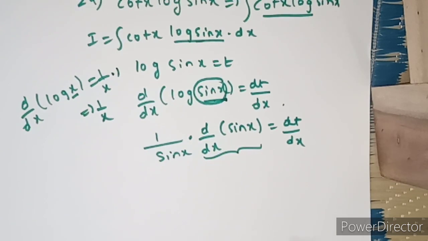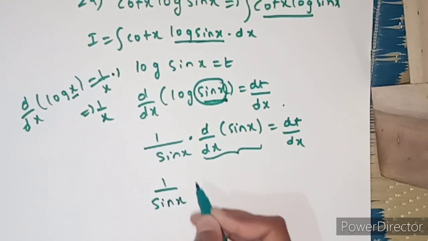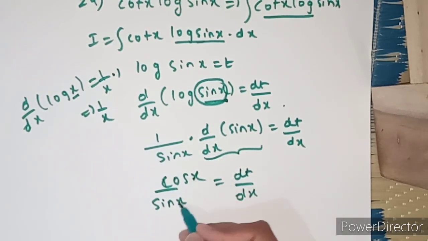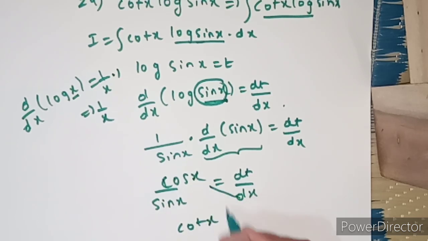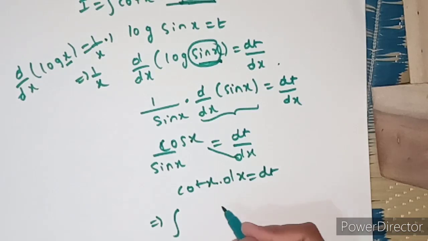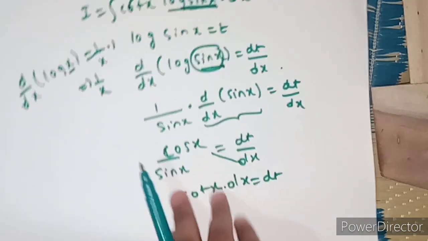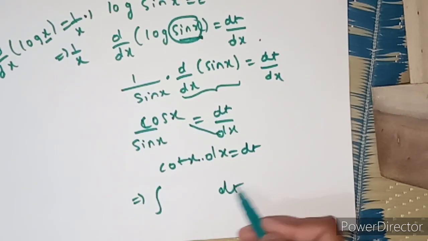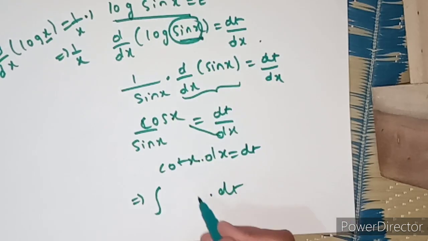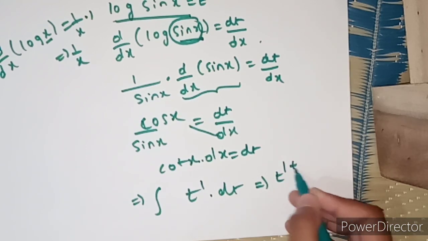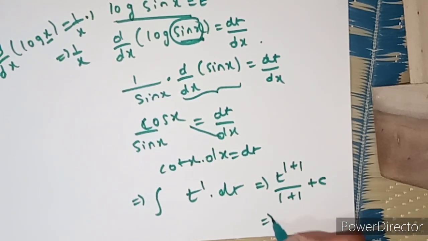Now 1 upon sin x as it is, the derivative of sin x is cos x, right? So dt upon dx, cos x upon sin x is cot x. Shift this dx to the left hand side, cot x into dx is dt. So substitute all these values in the integral. We have taken log sin x as t and we have got cot x into dx as dt. Substitute. So cot x into dx is dt and log sin x is t. So the integral of t power 1 is t power 1 plus 1 upon 1 plus 1 plus c, right? So t square upon 2.